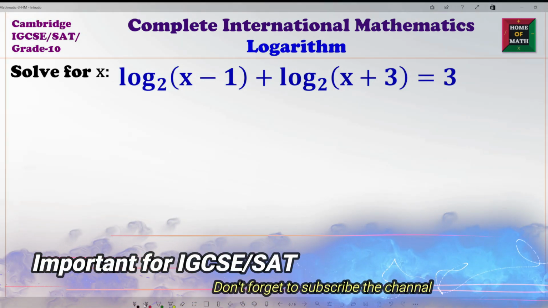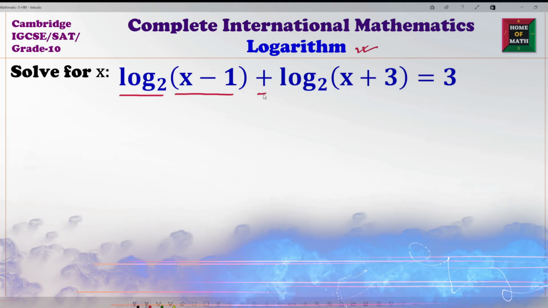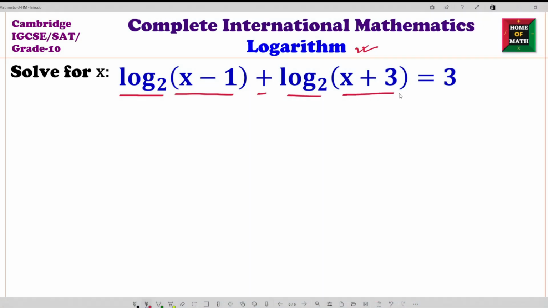Today's question is based on logarithm. Here is log base 2 of (x minus 1) plus log base 2 of (x plus 3) equals 3. We will find the value of x. So consider x minus 1 as a and x plus 3 as b.